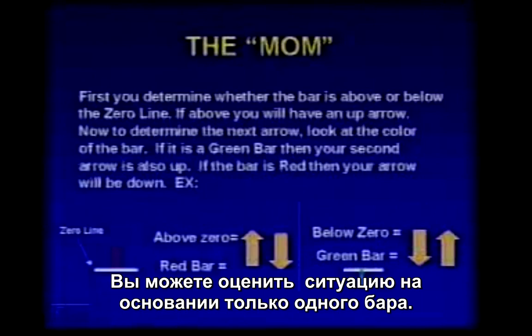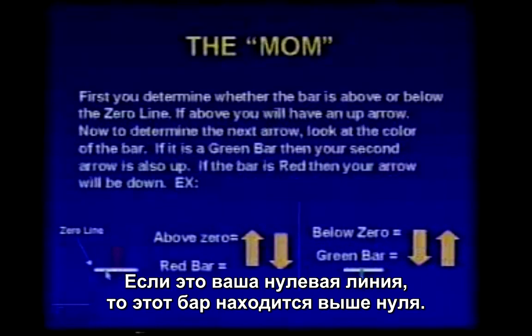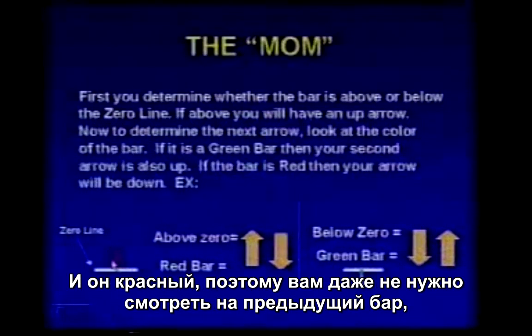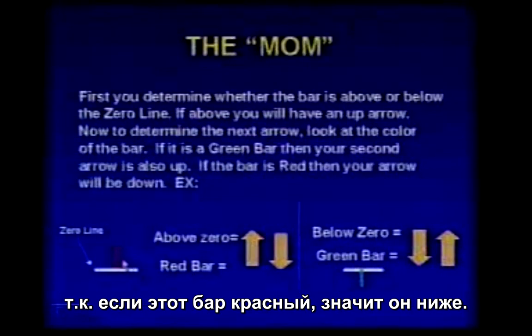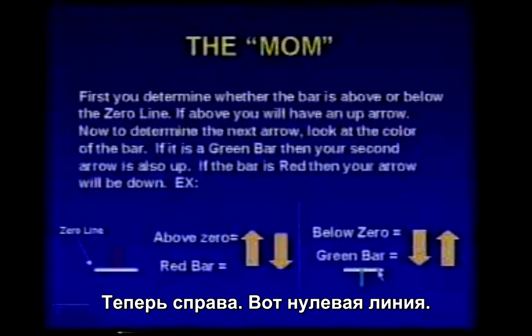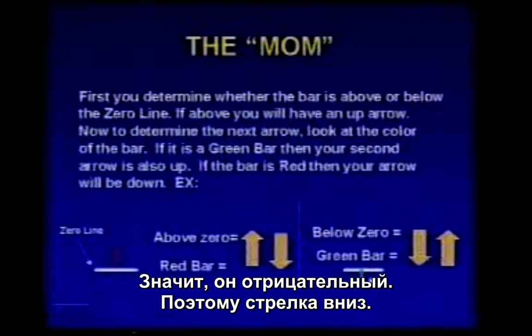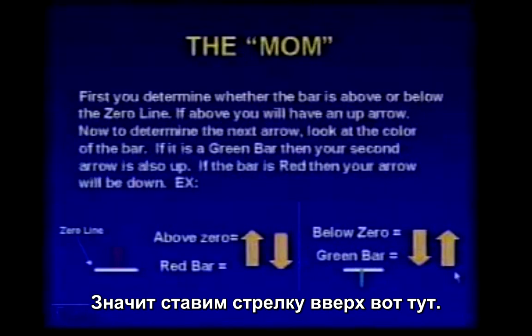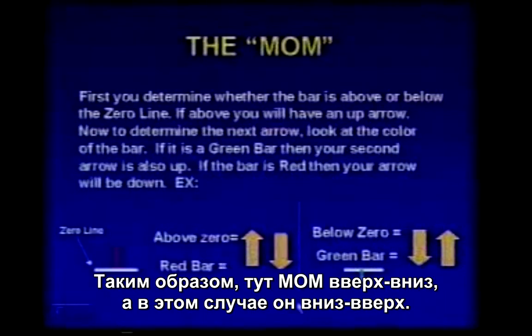You can actually look at it by using just one bar. If this is your 0 line, this bar is above 0, so it's simply an up arrow. It's red. You don't even need to look at the bar before it because you know if it's red, it's lower. Here's your down arrow. So in this case, we have up, down. On this side, this is the 0 line. This represents below, so we know it's negative. There's your down arrow. But it's green, so it must be higher than the immediate preceding bar. So we've placed an up arrow here. So with this, this one is up, down, and in this case, it's down, up.